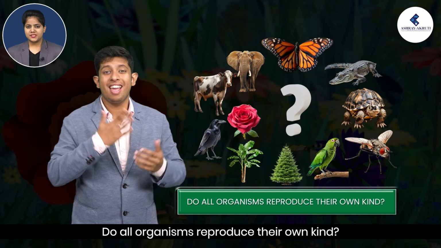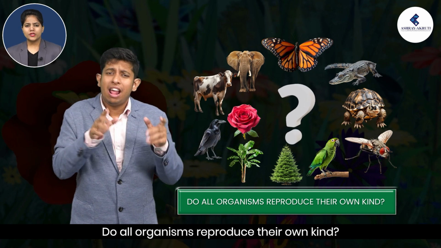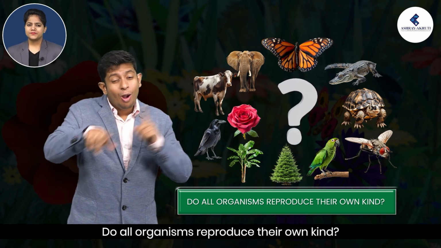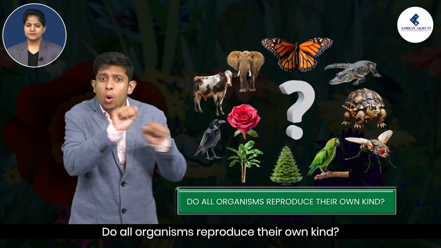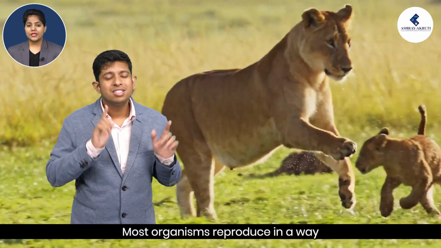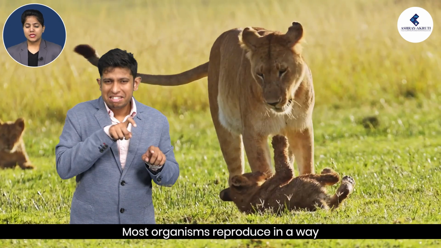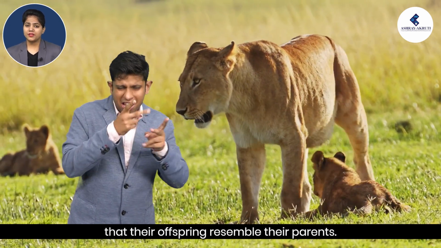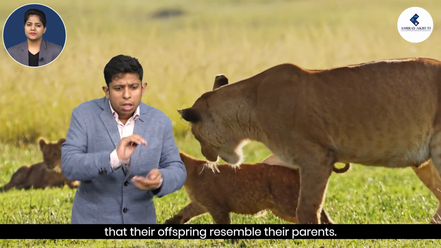Do all organisms reproduce their own kind? Most organisms reproduce in a way that their offspring resemble their parents.